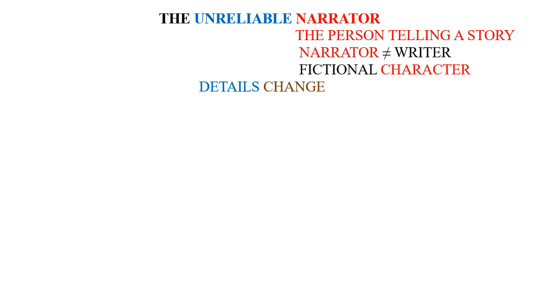So when we see details changing in a story, when we see inconsistency in the events or the characterization that we see in a story, we can often blame this unreliable narrator for the confusion we might start to feel. And knowing about the unreliable narrator can help us wonder why a writer might use this device. Well, I can think of a couple possible reasons.